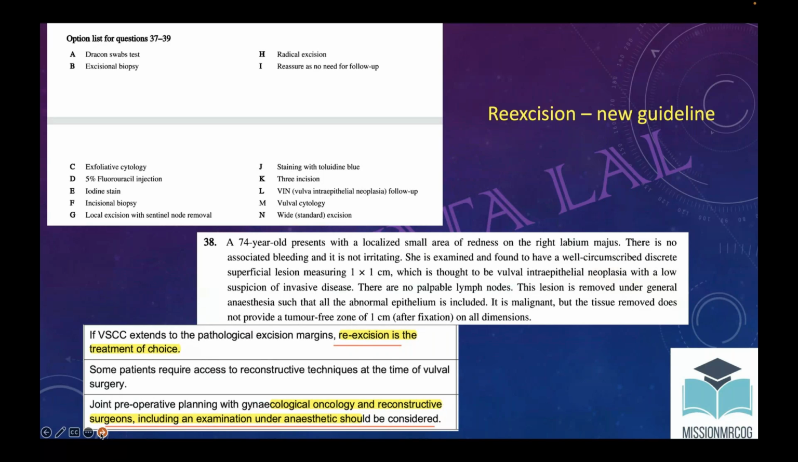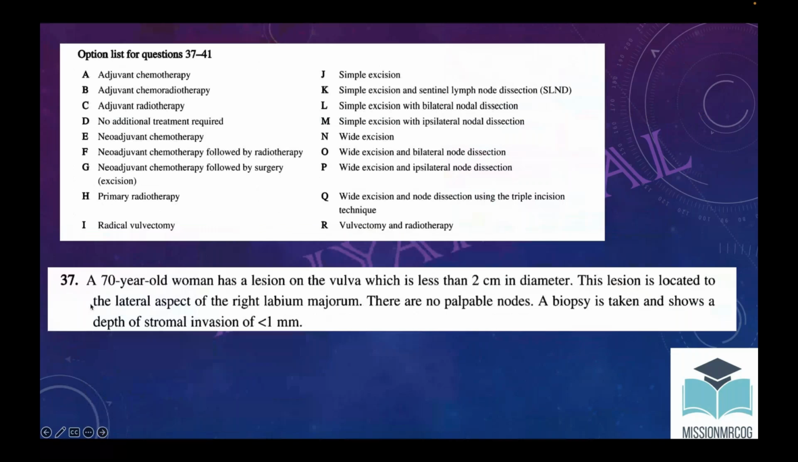A 70-year-old woman with a lesion on the vulva less than 2 centimeter. The lesion is separate, on the lateral side. No palpable nodes. Biopsy is taken, stromal invasion less than 1 mm. Wide local excision, ma'am. Yes, wide excision.